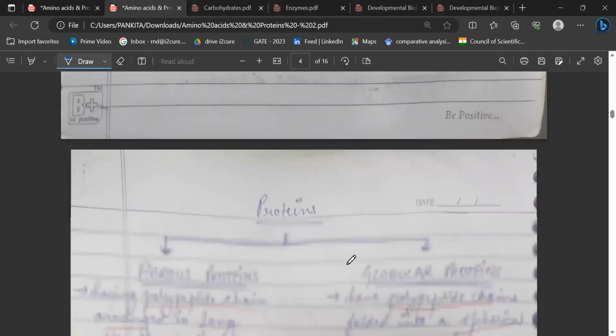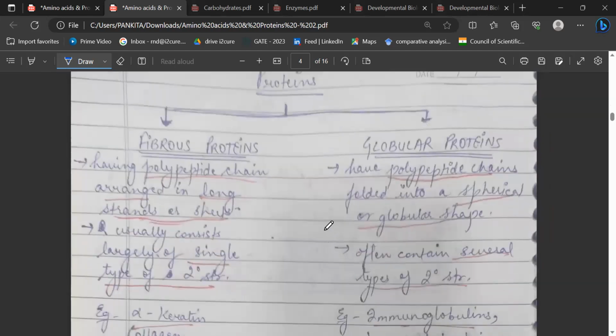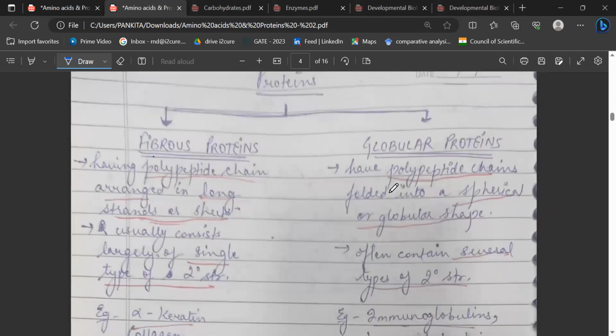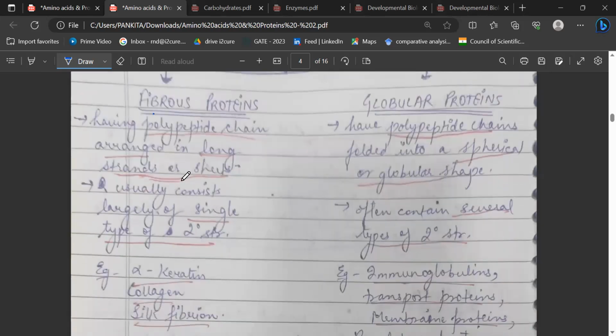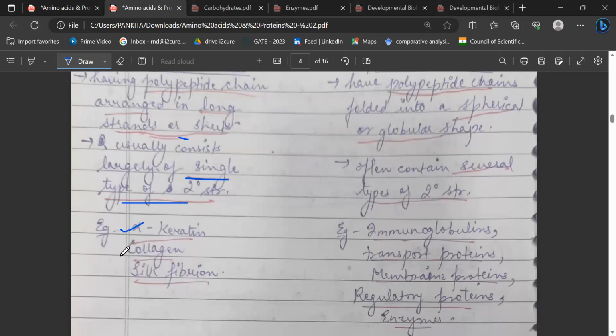So moving on to the proteins, the different kinds of proteins. There are two major types of proteins. First one is the fibrous protein, and the second one is the globular protein. In fibrous protein, they have polypeptide chains which are arranged in long strands or sheets, and they usually contain a single type of secondary structure. The examples of fibrous proteins are alpha keratin, collagen, silk fibroin.